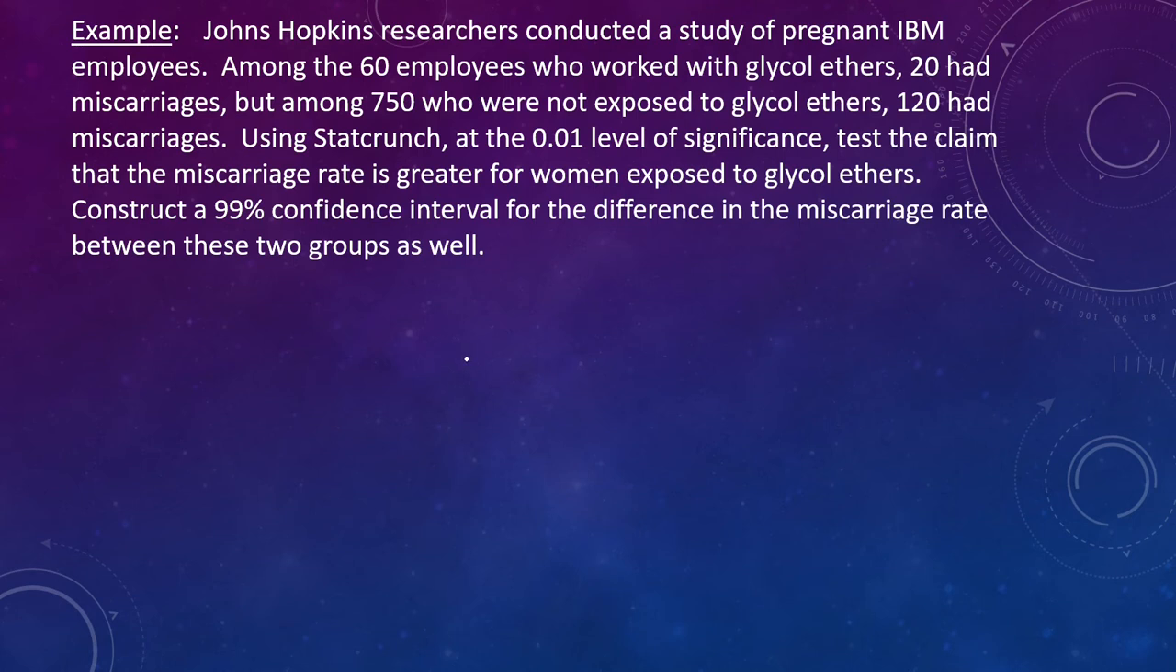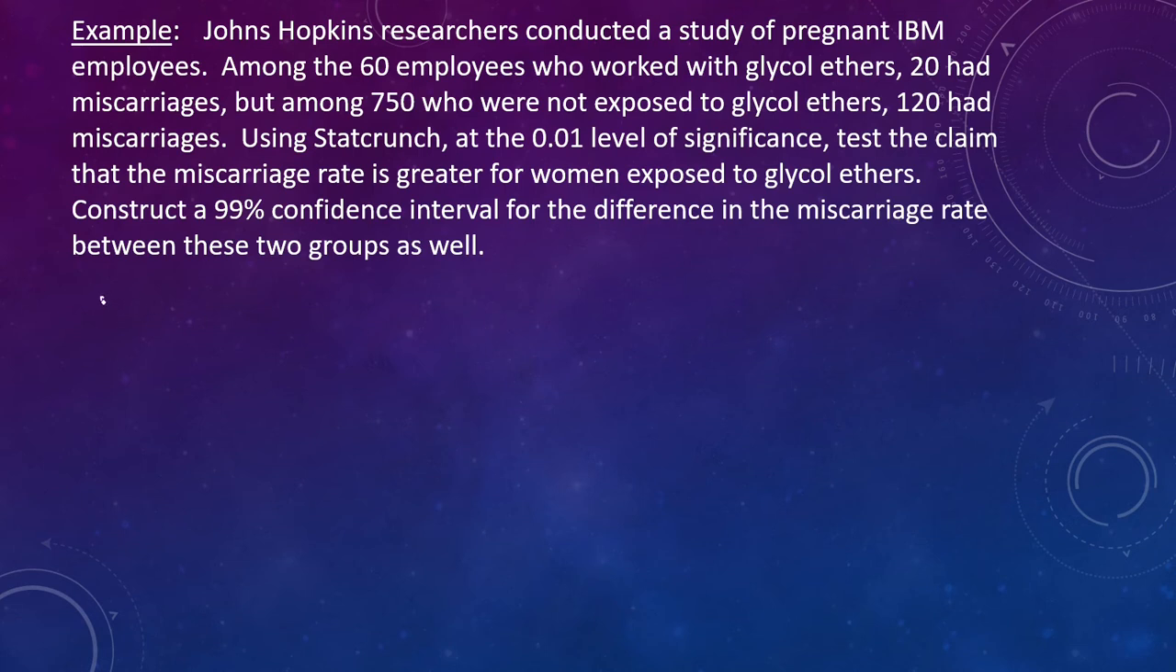Example 2. Johns Hopkins researchers conducted a study of pregnant IBM employees. Among the 60 employees who worked with glycol ethers, 20 had miscarriages, but among 750 who were not exposed to glycol ethers, 120 had miscarriages. Using StatCrunch at the 0.01 level of significance, test the claim that the miscarriage rate is greater for women exposed to glycol ethers. Construct a 99% confidence interval for the difference in the miscarriage rate between the two groups.